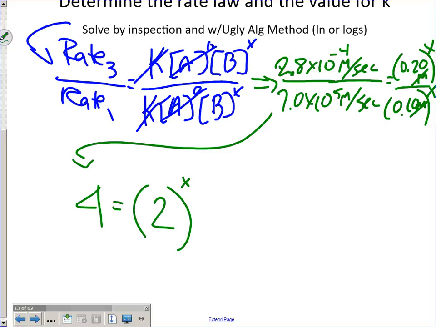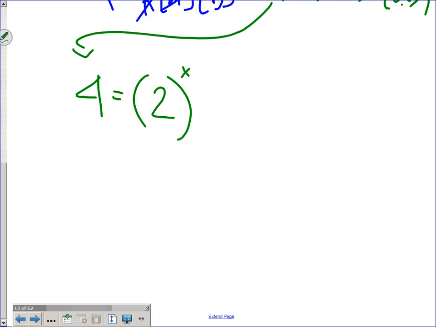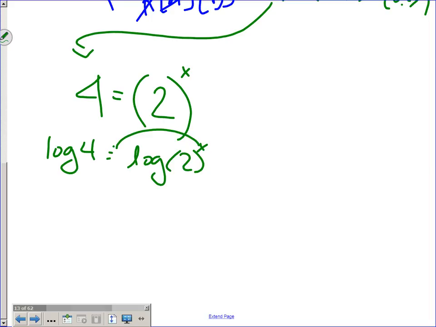But how can you prove this with math? Log. Okay, how do you log this? What happens when you log this? Log of 4 is equal to log of 2 to the x. Okay, I'll help you. Then what do you do with the x? How do you pull the x? Or what's the rule? It can go in front of the log. You guys remember this? X goes in the front of the log? Do you guys remember this?